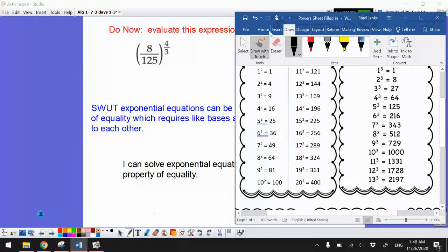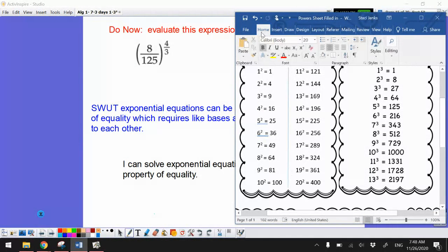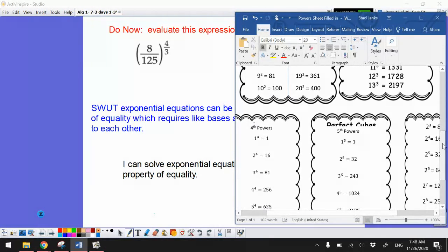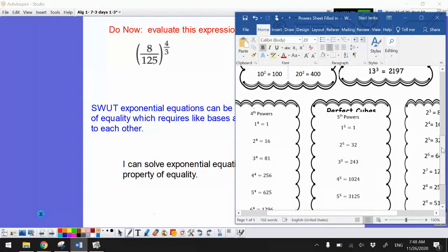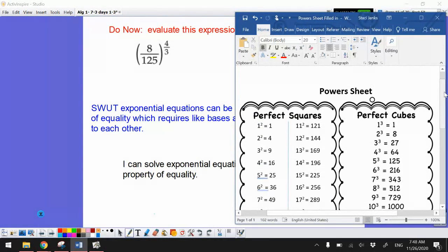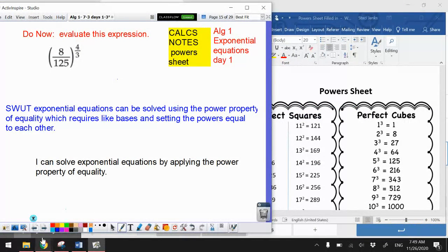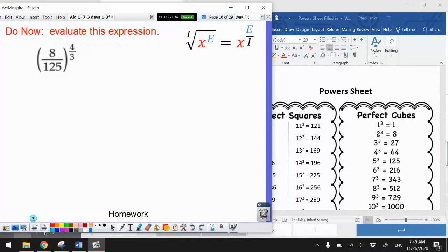So this is the one I'm talking about that has all the powers on it. We're going to need this one religiously today. This is really going to help us as we're solving exponential equations because we're going to be looking for like bases. Okay, so let's go ahead and start with our do now today. So go ahead and hit pause and see if you can evaluate this problem.